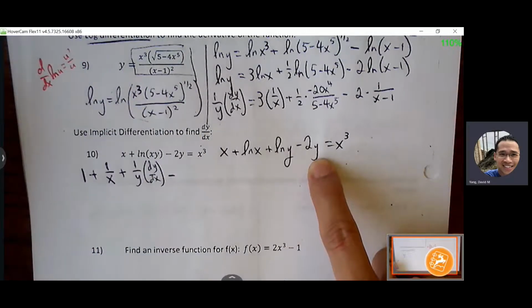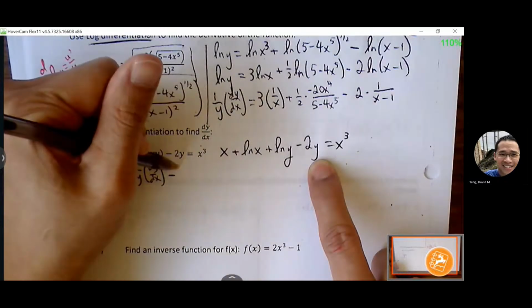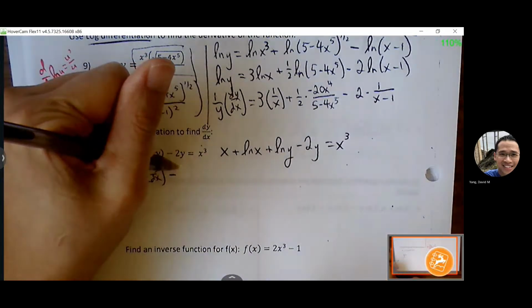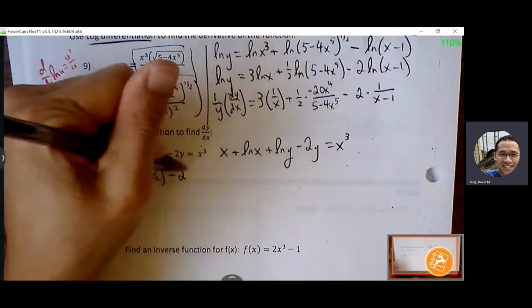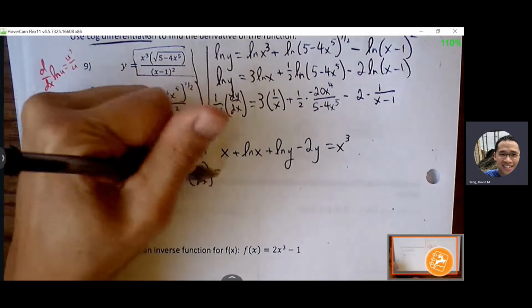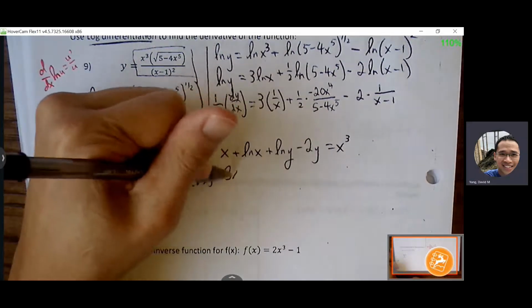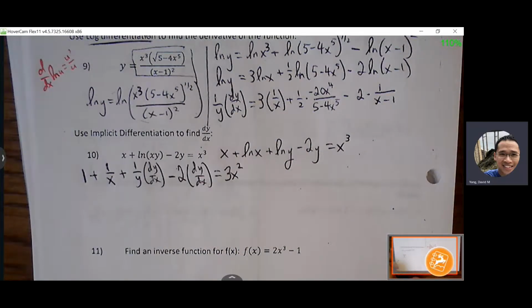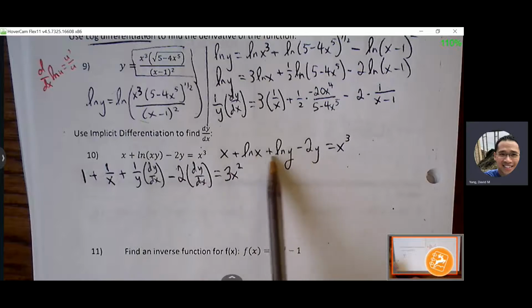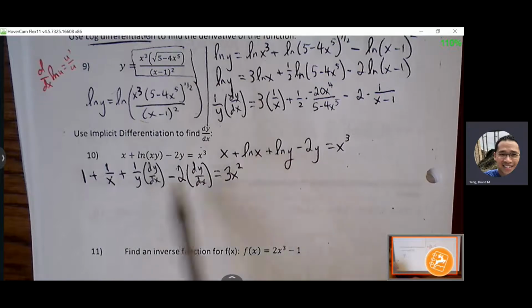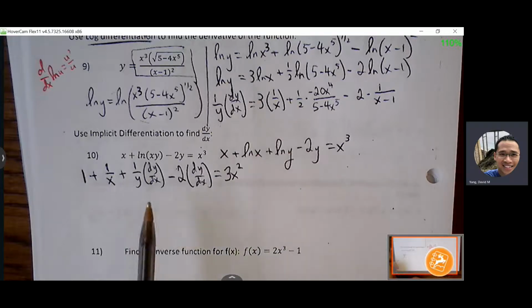2y becomes just -2 dy/dx, good. And then finally, x cubed becomes 3x squared. Yeah. So there ends our calculus step. It's a lot less painful if we can go through our expansion step, which we did. So these are all relatively easy rules. So now we just have to rearrange and group the dy/dx together so we can factor that out.